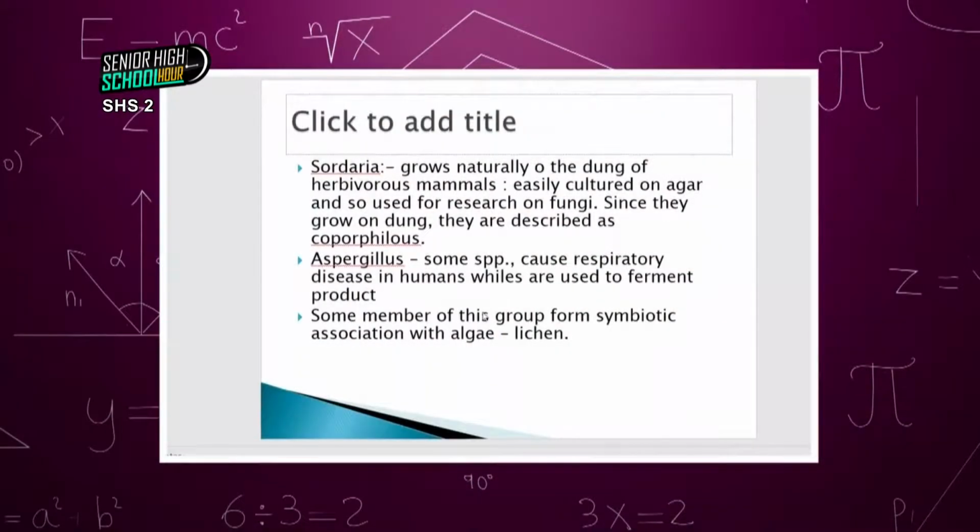We have the Candida group, the ones that make it get white. So you have the Zygomycetes, you have the Sordaria group, which helps decompose cow dung. You have the Aspergillus group, that causes respiratory disease in humans and other organisms. Then most of these groups also form lichen with the protist group of chlorophyta.